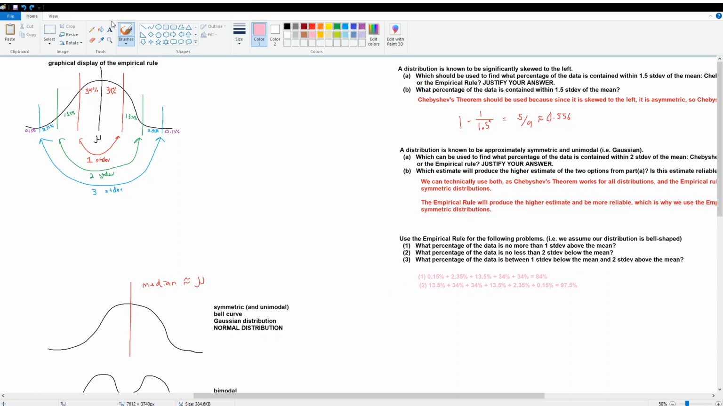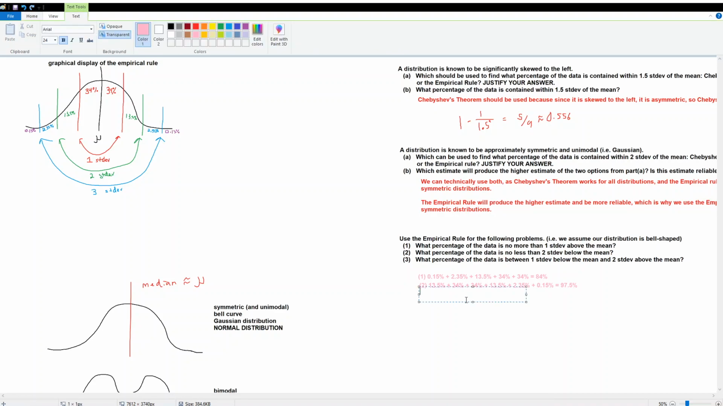So for part 3, we will have 34%, 34%, and 13.5%, which is 81.5%.